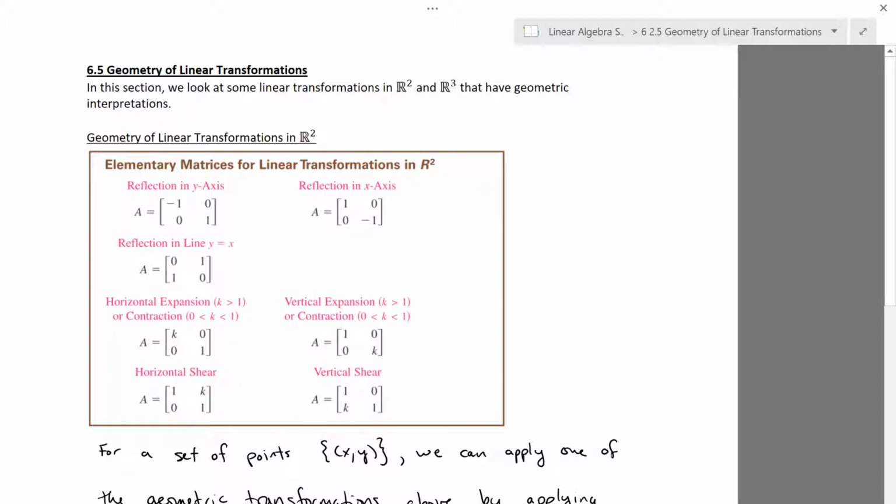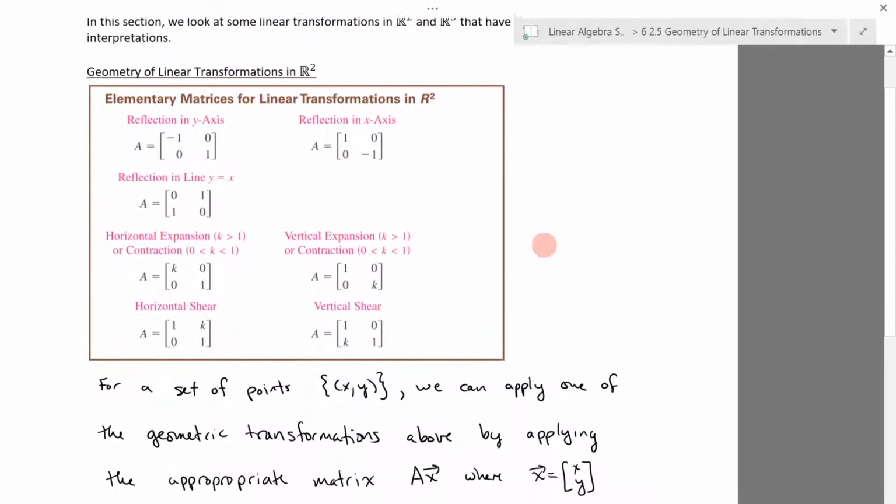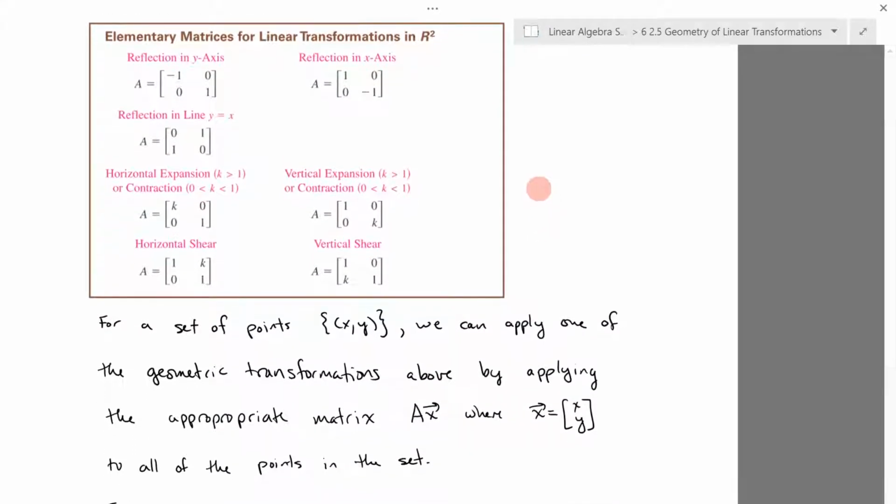Okay, so let's take a look at some examples of these kinds of transformations. Basically, for a set of points in the plane, to apply one of these geometric transformations, we just do the appropriate matrix multiplication. We apply one of these matrices A to each of the points in the set.